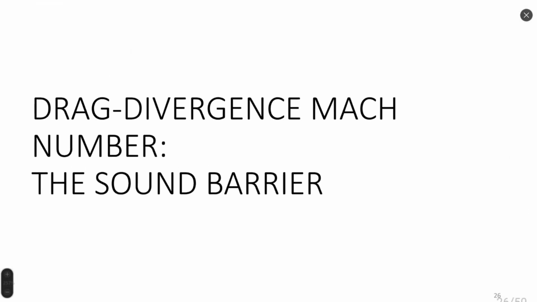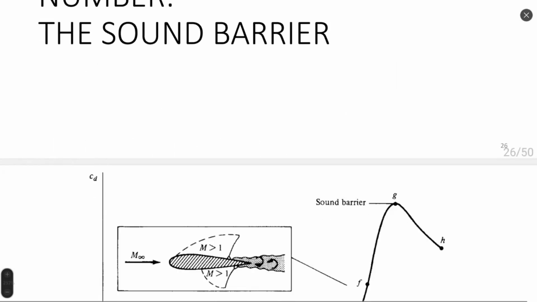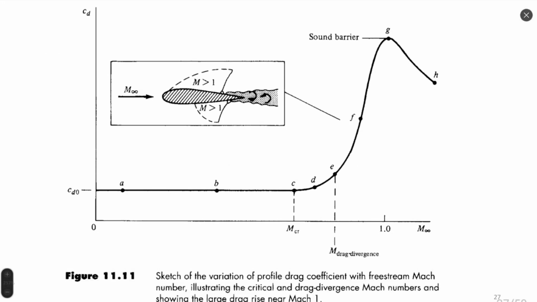Another question Anderson explains is drag divergence Mach number, the sound barrier, showing drag coefficient variation with Mach number, especially in approximation to the critical Mach number. We see here this CD distribution for incompressible flow. It's points A, B with the drag coefficient constant, CD0.